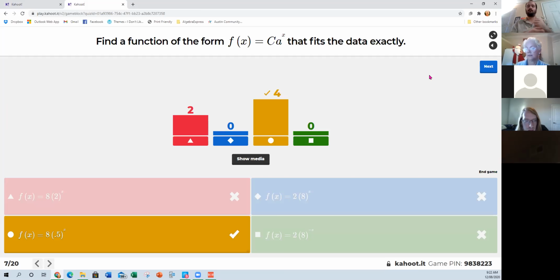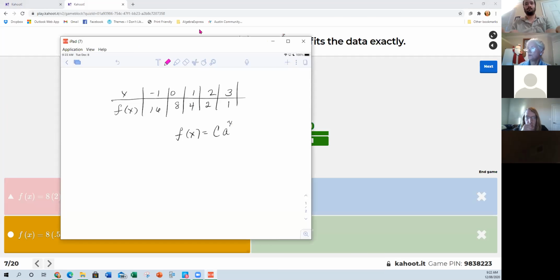Okay, so we got that. We know that our c is always going to be the y-intercept. So c is 8. And then to find the a, take any number in the chart and divide by the previous one. So I'll take 1 divided by 2, which is 1/2. So a is either 1/2 or 0.5. So this would be f of x equals 8 times 1/2 to the power of x.